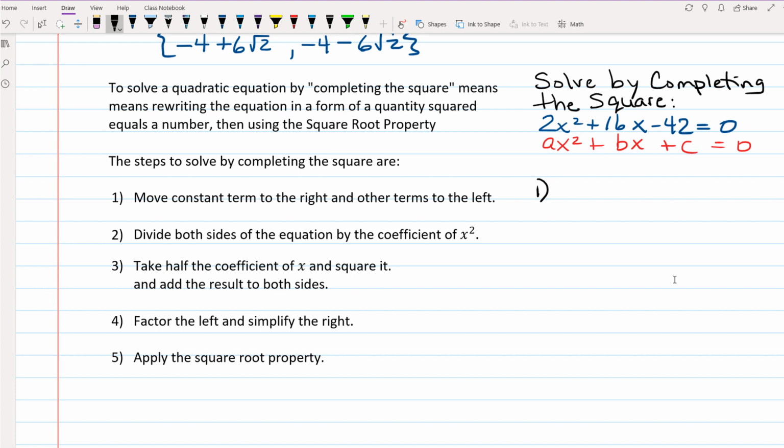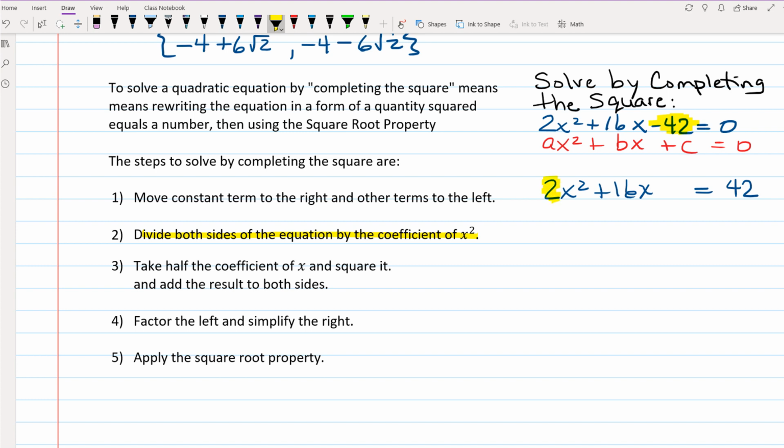So for step 1, we're going to move the constant term to the right and the other terms to the left. What is the constant term? The constant term is the c, the negative 42. We need to move that over to the other side of the equation. So we're going to add 42 to both sides, and that's going to give us 2x squared plus 16x equals positive 42.